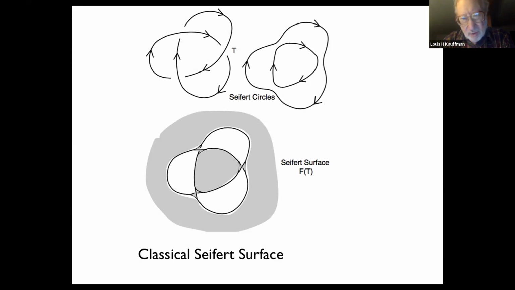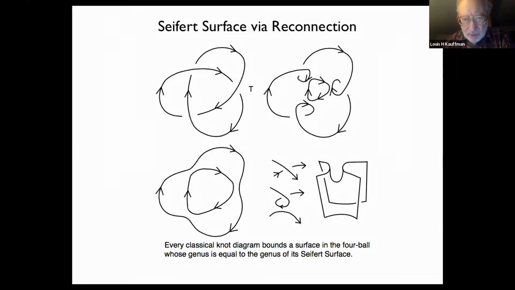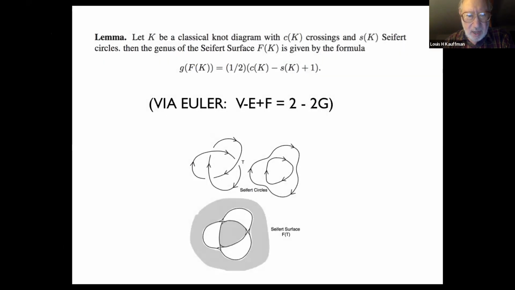The genus of that oriented surface is worth knowing, and it is this. The genus of the Seifert surface is equal to 1/2 the number of crossings in the knot minus the number of Seifert circles plus 1. You can prove it by using Euler's formula and looking at Seifert's construction. For example, in the case of this trefoil knot, the number of Seifert circles is 2, the number of crossings is 3, and so crossings 3 minus 2 Seifert circles gets you 1, and 1 is 2.